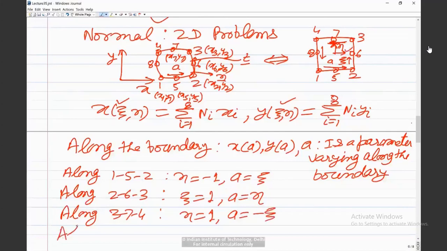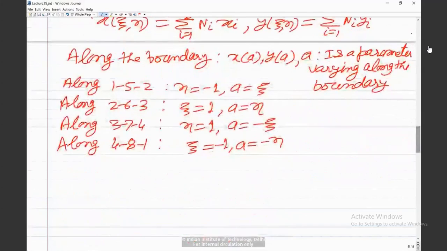And similarly, for the contact boundary along the 4, 8, 1 edge of the element, xi is going to be -1 and a would be equal to minus eta. So this is how, depending on the contact boundary, you would identify which edge of the element is that contact boundary, and then you would be able to identify the parameter a, either xi or eta or minus xi or minus eta, depending on which edge of the element is that contact edge. So once you have defined that, then you can now define the tangent vector.